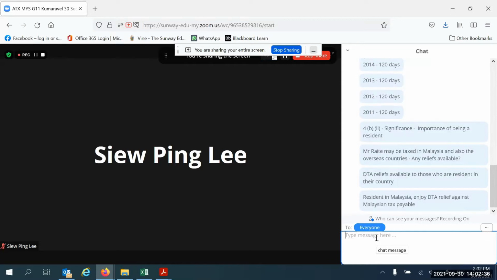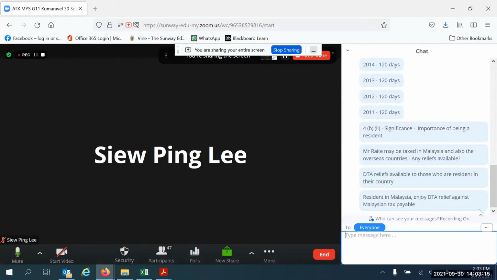Okay, what is DTA relief? It just is that you are being taxed twice, one in Malaysia, one in overseas. Why are you being taxed in Malaysia? Because you're doing your work here. So as a resident, we just need to ask ourselves, are there any reliefs available? DTA reliefs available to those who are resident in their country. So resident in Malaysia enjoy DTA relief against Malaysian tax payable. Okay, this part of the answer. And also one more thing.